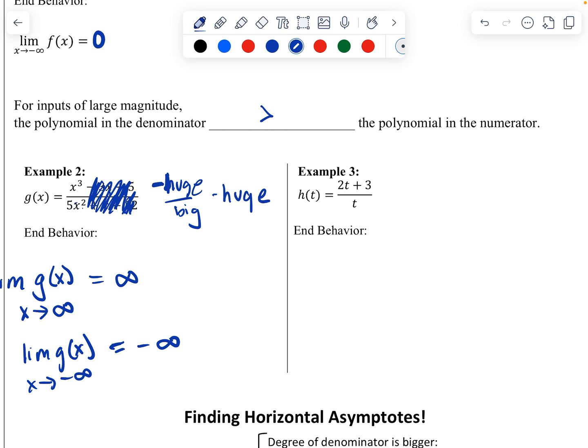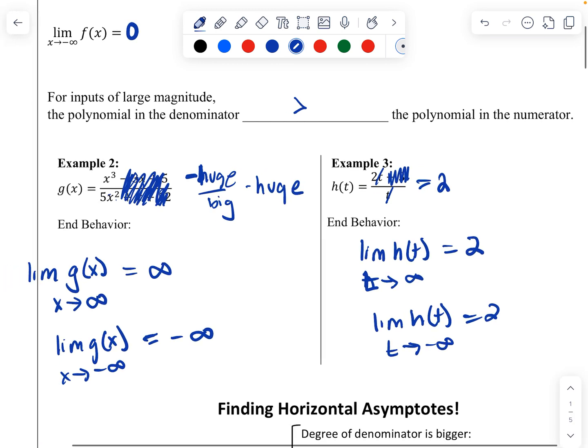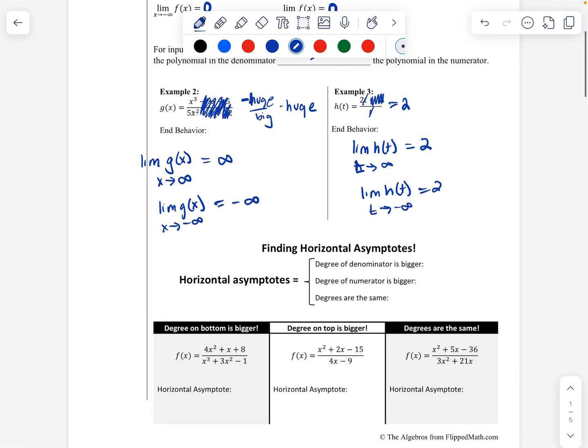Now what happens in this one as it gets bigger? Well, that plus 3 really doesn't matter. This is 2 times a huge number over that huge number. The huge numbers reduce out, and it's just 2. So the limit of h of t as t goes to infinity would be 2. And it would be the same thing if it's negative: the negatives would cancel out and divide out, and it would be 2.